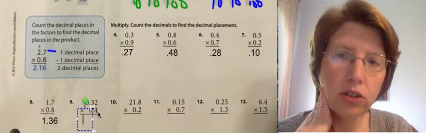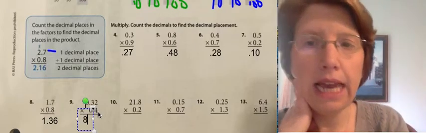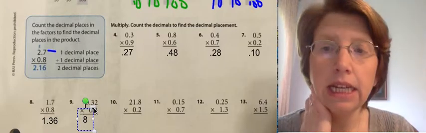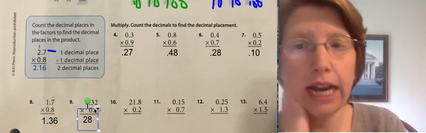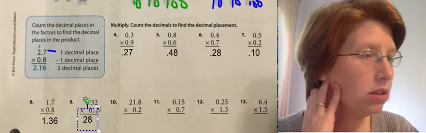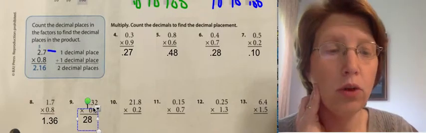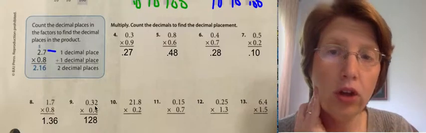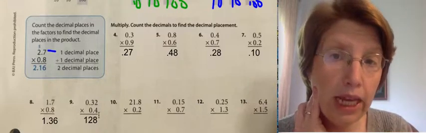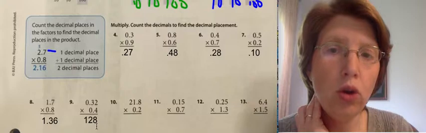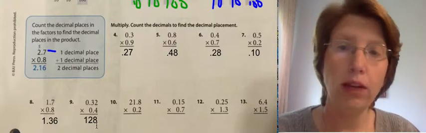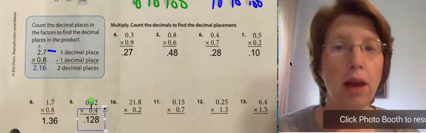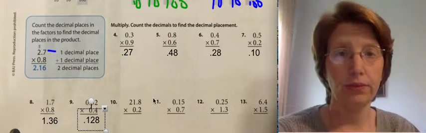So here, I'm going to start with 4 times 2 is 8. And then 4 times 3 is 12. I put the 2 down and I carry the 1. 4 times 0 is 0, plus 1 is 1. There are 1, 2, 3 numbers behind a decimal, which means in my answer, I need 1, 2, 3 numbers behind a decimal. Okay?